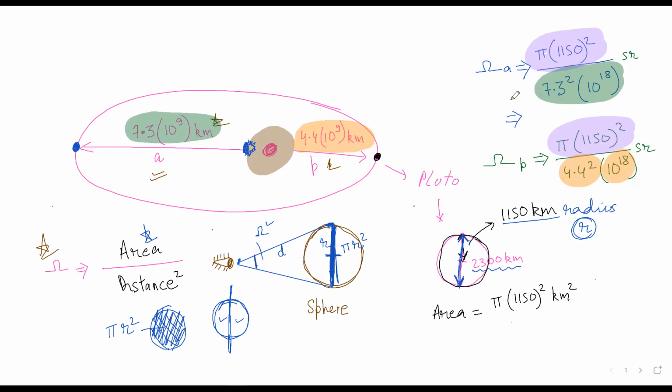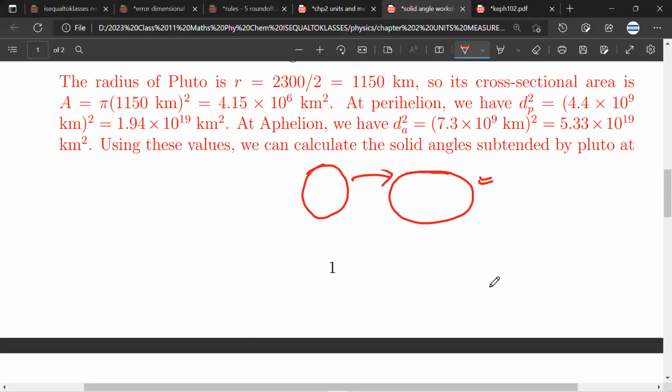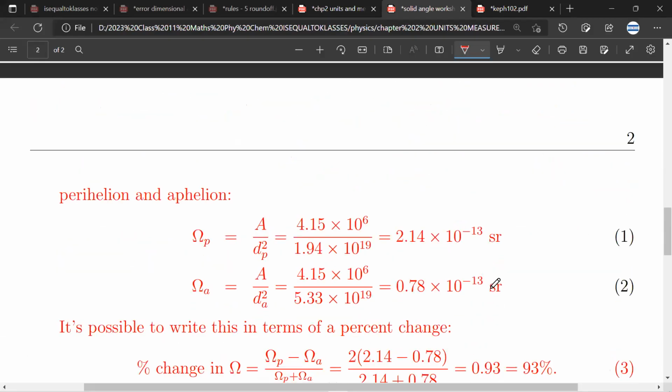So I can calculate it. Now I'm in a situation where I just have to use a calculator, and I can calculate the solid angle at the farthest distance, which is subtended at my eye, and the solid angle at the shortest distance, which is subtended at the eye. Now let me show you the figures and let us try to understand what this means. When we look at the calculations, that is not much of an issue.